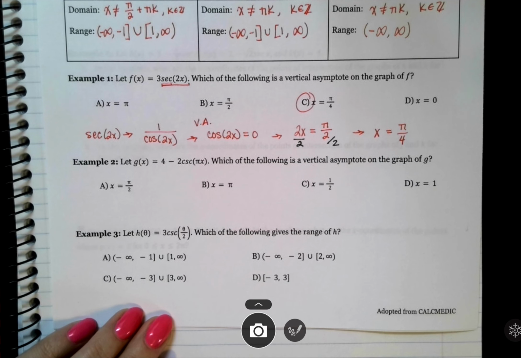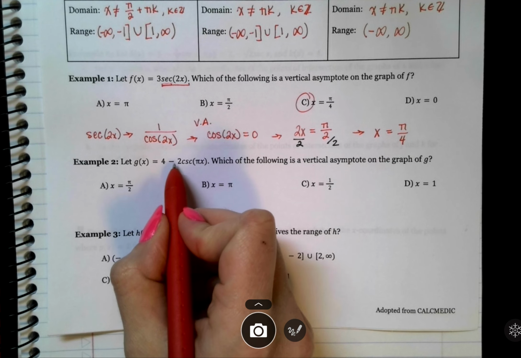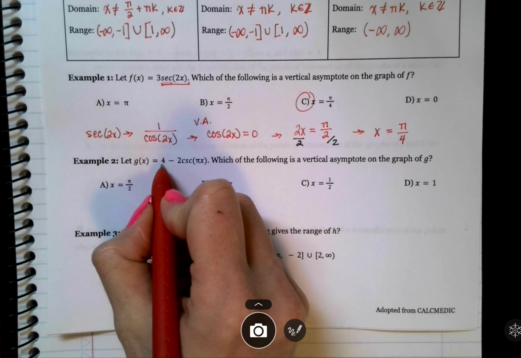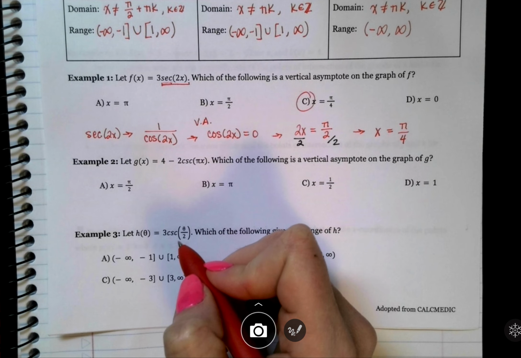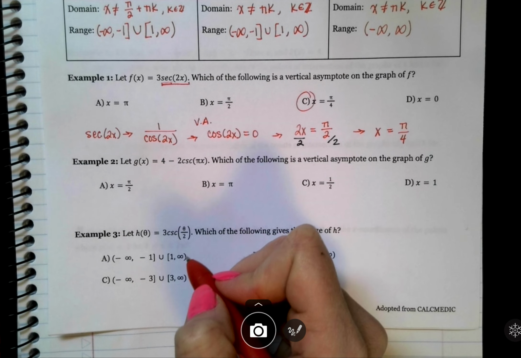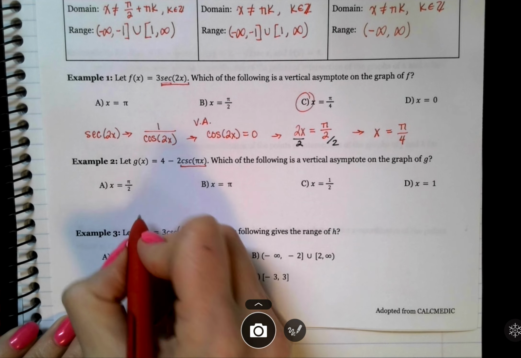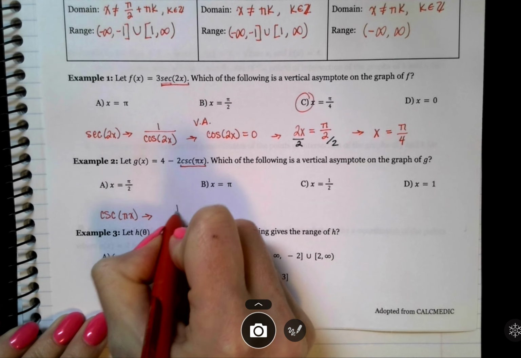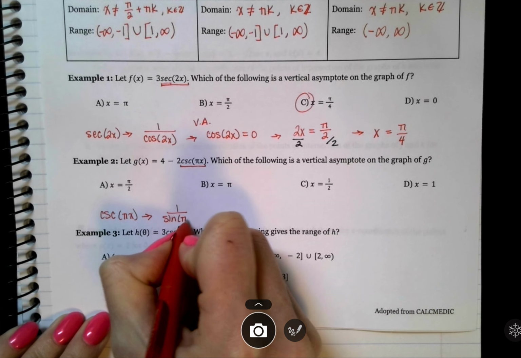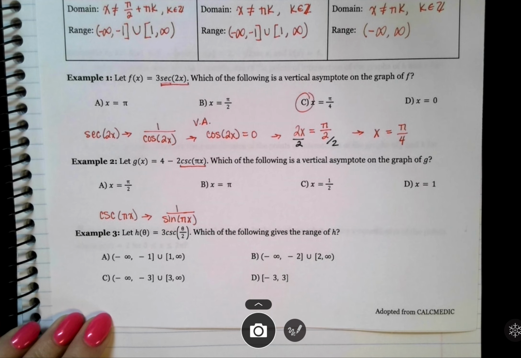For number 2, it also asks about the vertical asymptotes, and we can actually do it the same way. So my amplitude of 2 isn't going to affect my vertical asymptotes, neither will the reflection. Technically, this 4 could be written on the end as a +4, which is a vertical shift up 4, which will not affect where my vertical asymptotes are. So again, I'm only looking at cosecant of whatever's inside my parentheses. I can rewrite this as 1 over sine of pi x, because cosecant can be written as 1 over sine.